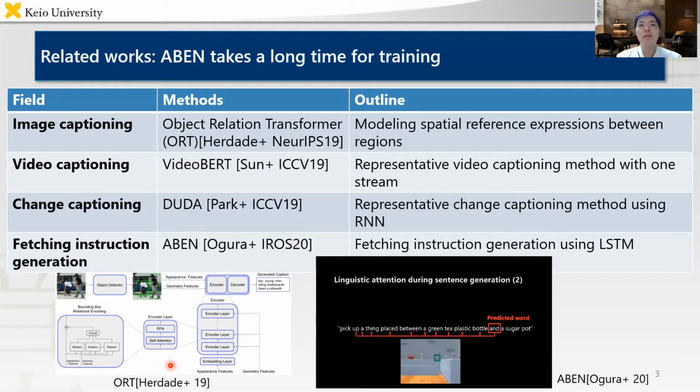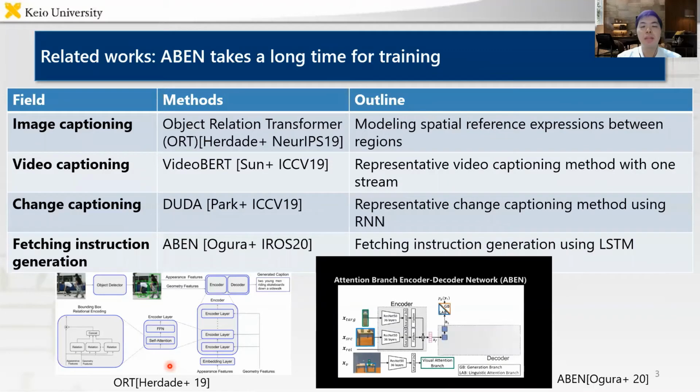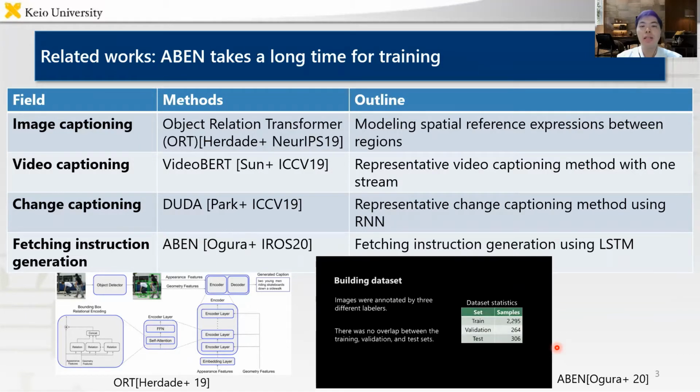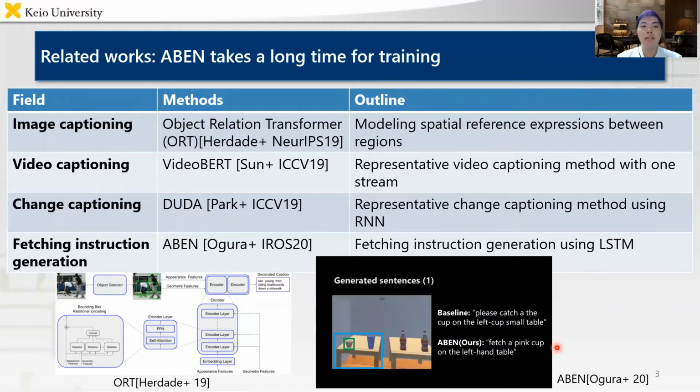In addition, VideoBERT is a method for video captioning, and DUDA is a method for change captioning that explains the difference between two images. ABEN is a method for fetching instruction generation tasks. This task is to give images appropriate fetch instructions. ABEN uses LSTM as a decoder, so it takes a long time to train. And as I will show later, there is a problem that the quality of the generated sentences is insufficient.